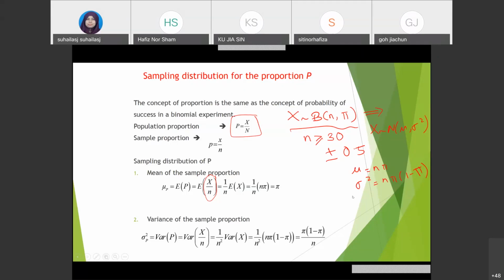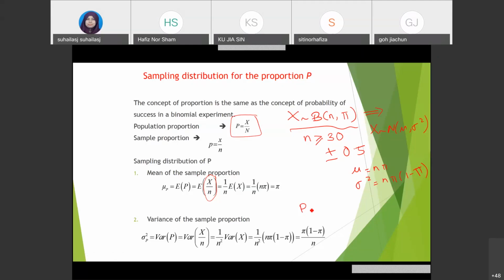Okay, the variance of X now is sigma squared, so we replace it with n pi (1 minus pi), because your X is coming from binomial. You must remember, X is coming from binomial. So n pi (1 minus pi), cancel out n, you get pi (1 minus pi) over n. So we can write the sampling distribution of the proportion.